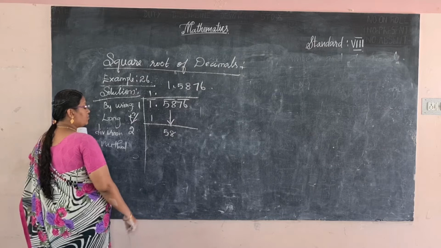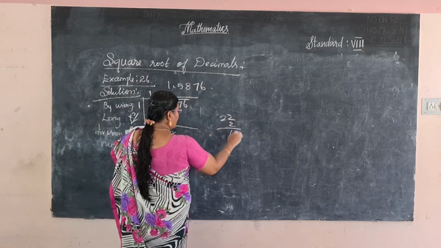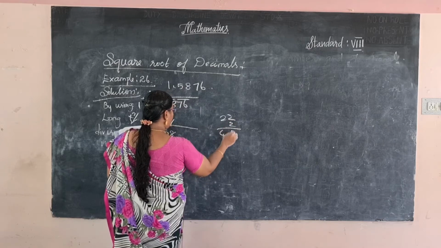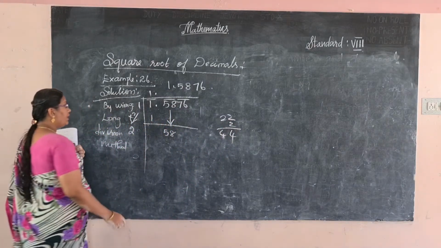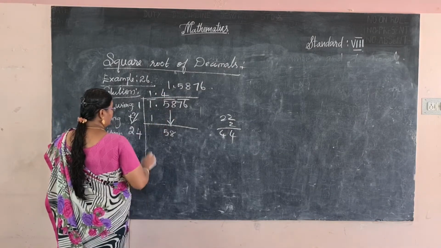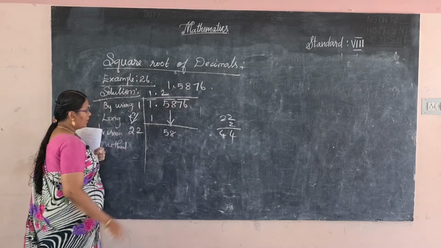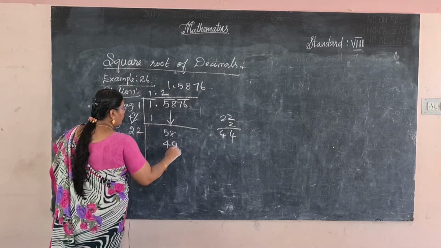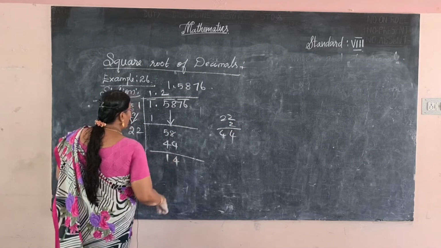How many times is possible for 58? Only 2 times. 2 twos are 4, 44. 3 means more than 58. So here put 2. Multiply 44, subtract from 58, we get 14.